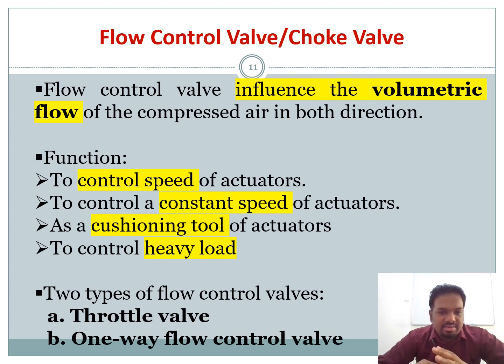There are four functions for the flow control valve. The first function is to control the speed of the actuators. So you want the actuators to operate at a particular speed, so you can control the speed of your actuators. Actuators meaning your cylinders or the output of the system.